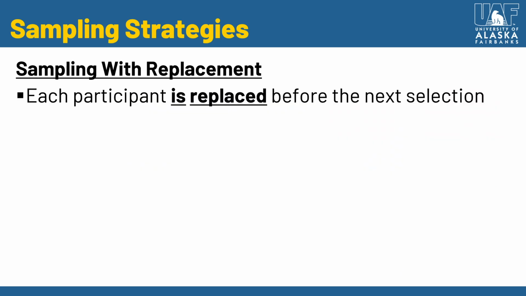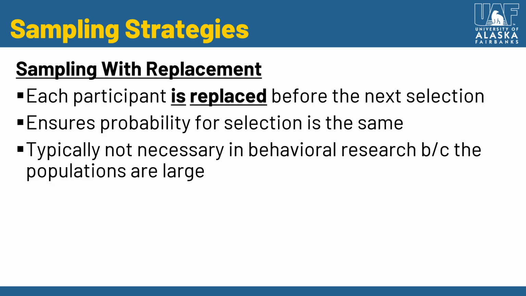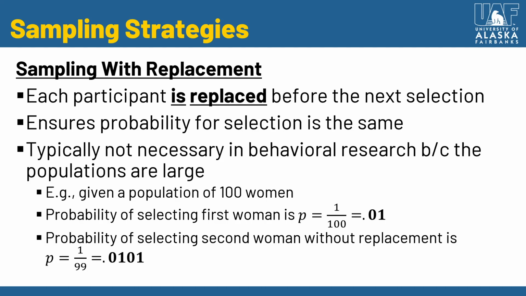Sampling with replacement is just the opposite, right? Each time you make a selection, you replace participants before making the next selection. This ensures that the probability for selection is always the same across instances and across groups. However, this generally isn't necessary in social science research because populations are large. For example, if we're studying a population of 100 women, the probability of selecting the first woman is 1%. Then the probability of selecting the second woman is basically 1% still, right? The percentages won't drop for a while.